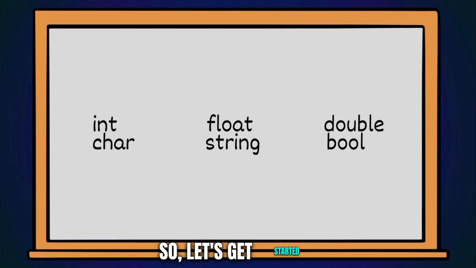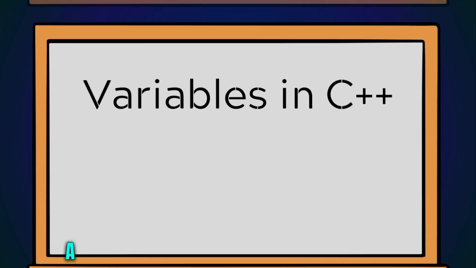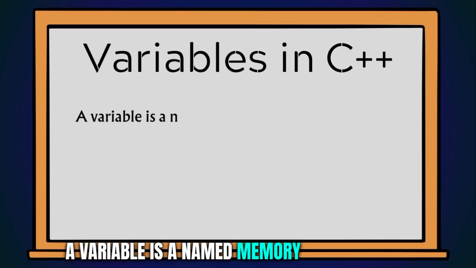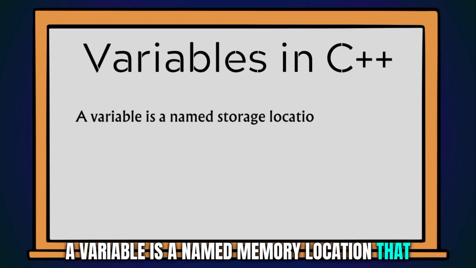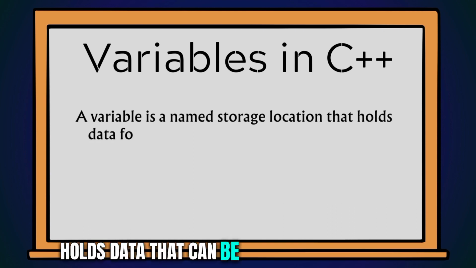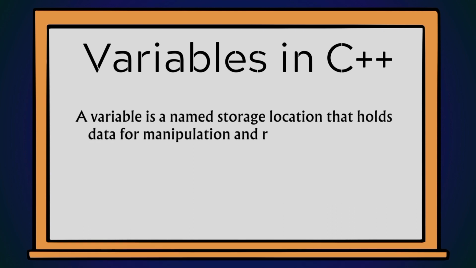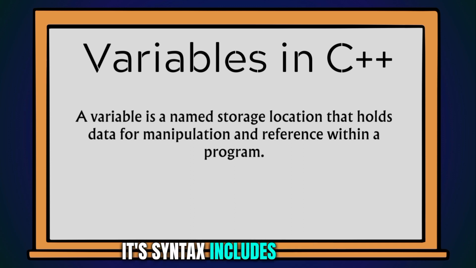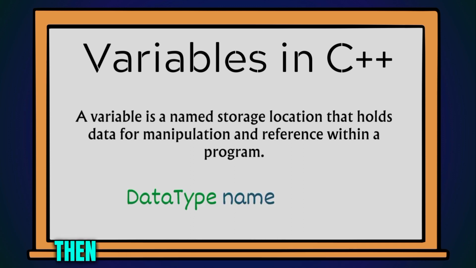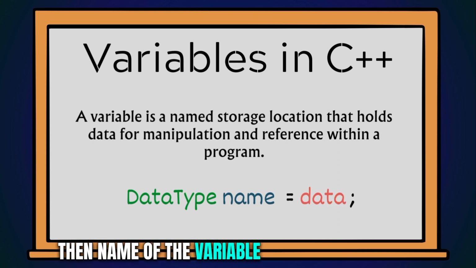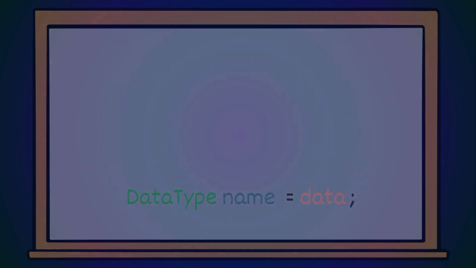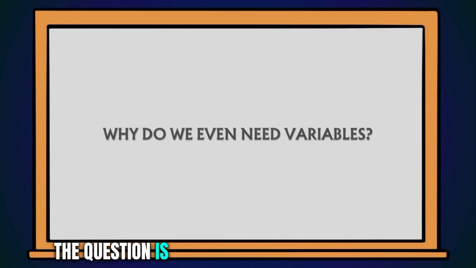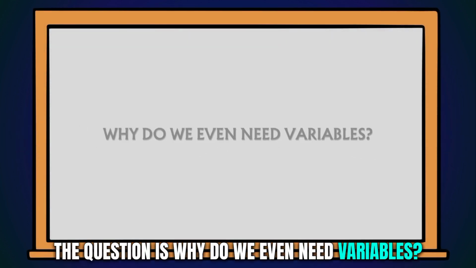So let's get started. A variable is a named memory location that holds data that can be accessed and changed anytime within a program. Its syntax includes data type, then the name of the variable is equal to the data to store in it. The question is, why do we even need variables?